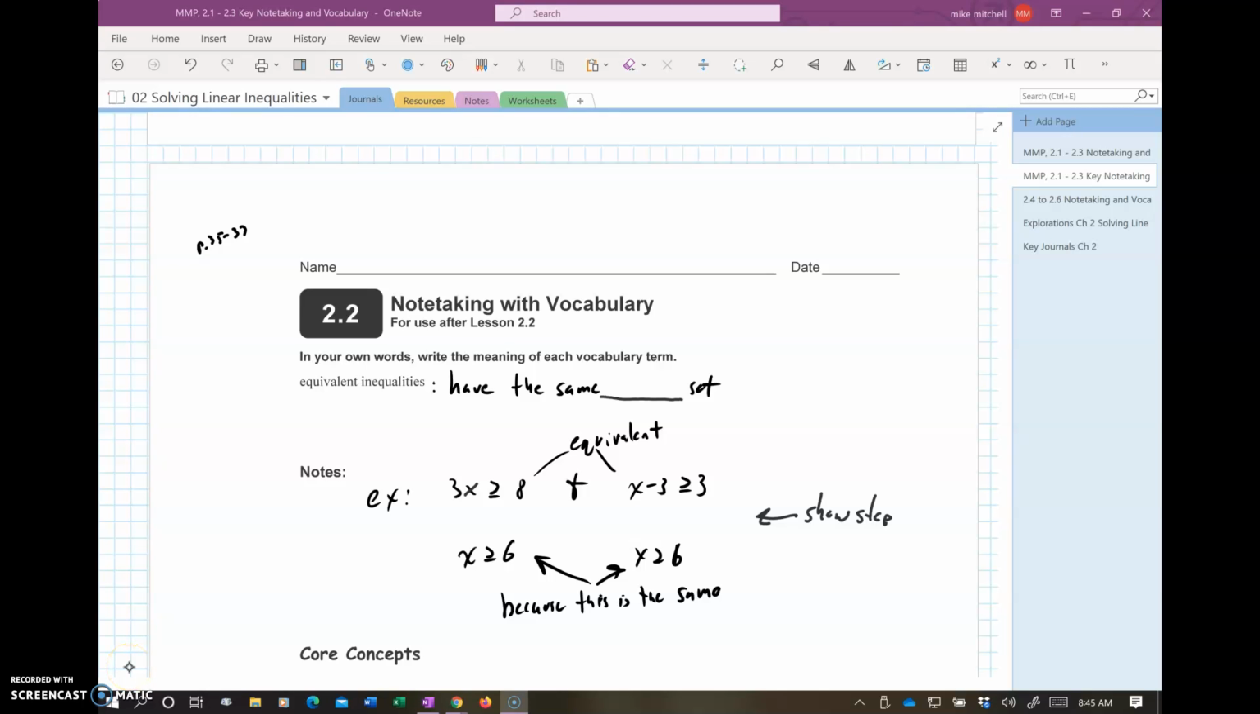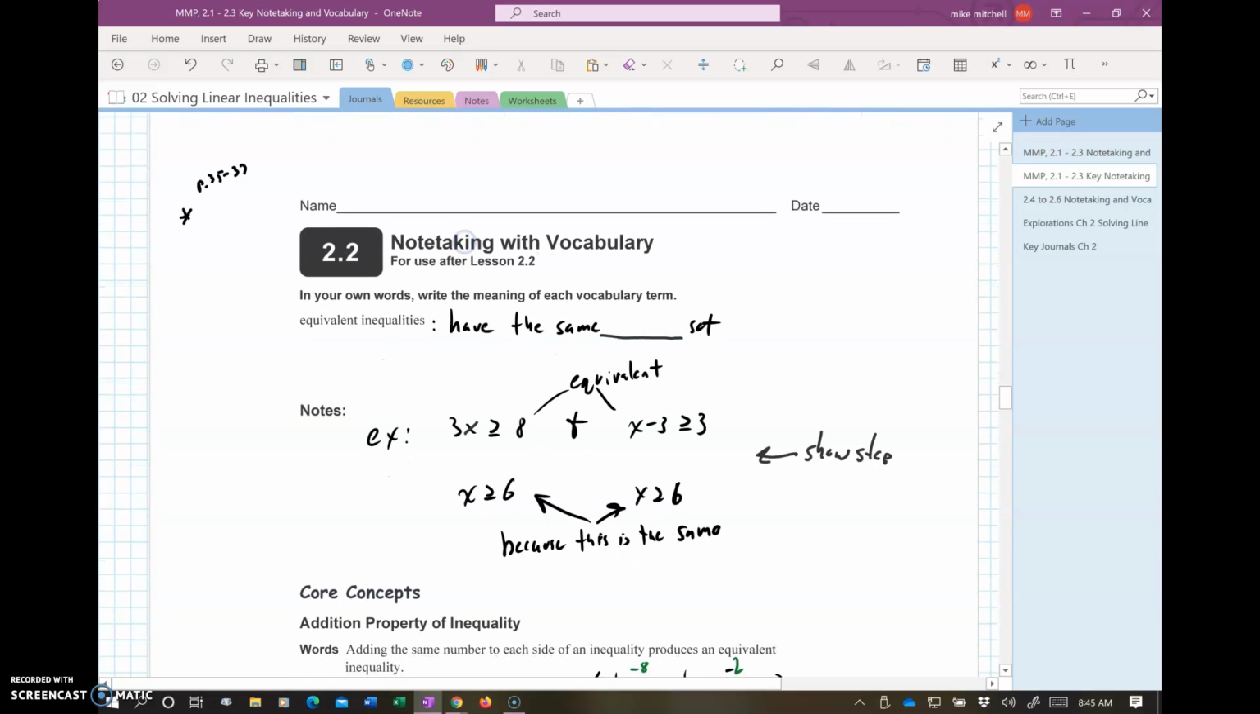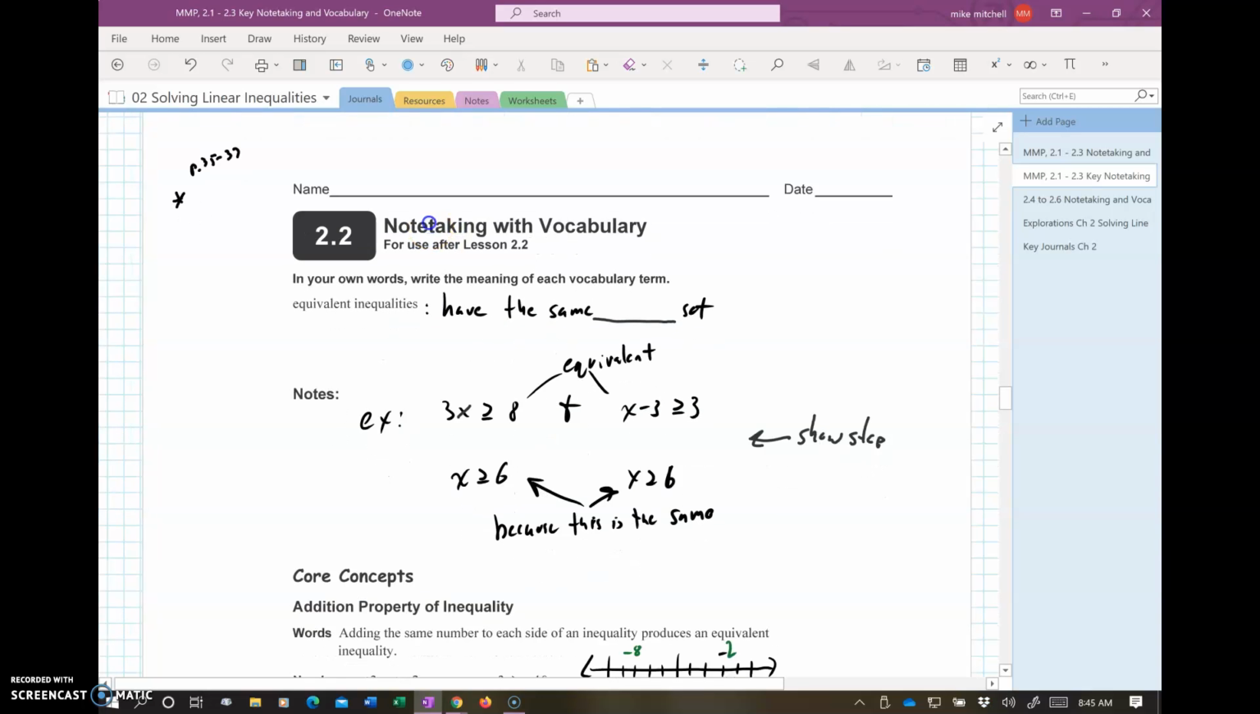Welcome to 2.2 Vocab Notes and Extra Practice for your journal. Pages 35 to 37. I got that written down up here. Pretty short. This one's pretty quick. Not a lot of new stuff here. Really combining a couple of old skills.